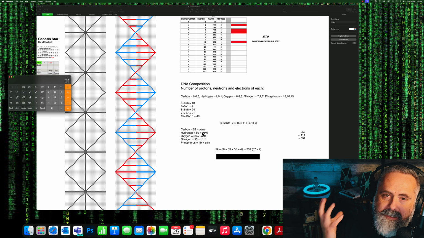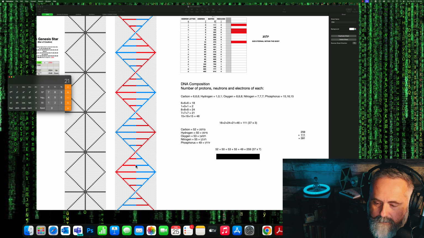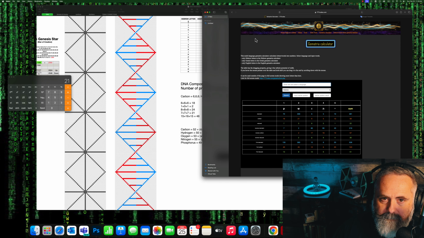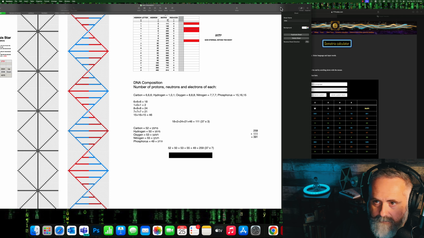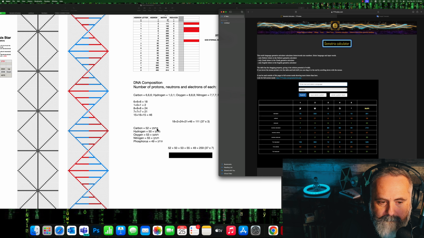So if we take the Hebrew words for carbon, hydrogen, oxygen, nitrogen, and phosphorus, and we look at the ordinal value for each one of those: carbon has an ordinal value of 52. Hydrogen has an ordinal value of 50. Oxygen has an ordinal value of 53. Nitrogen has an ordinal value of 55. And phosphorus has an ordinal value of 49. Now, I'm talking about Gematria here. And just to demonstrate this, so you guys can see, once again, that I'm not making anything up.